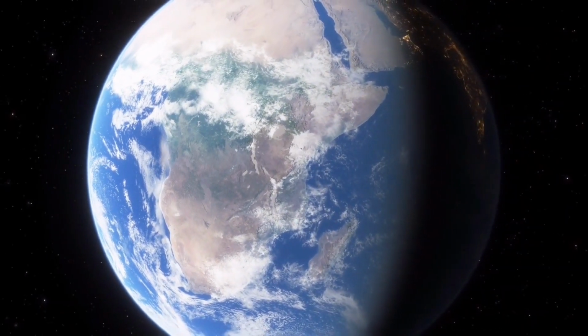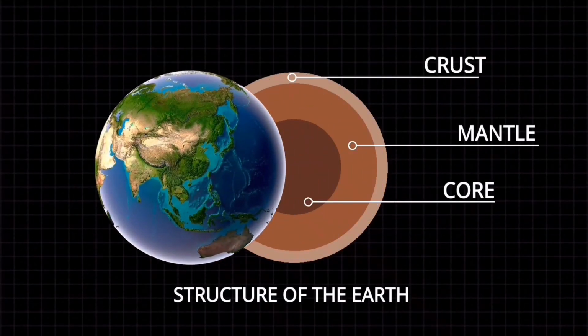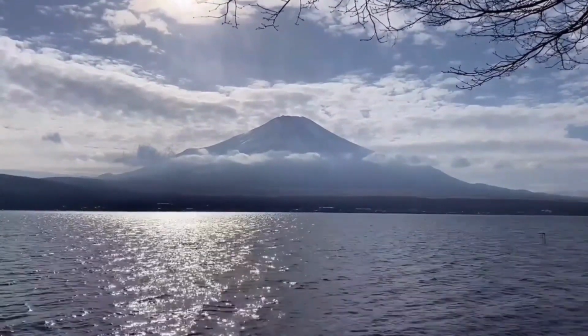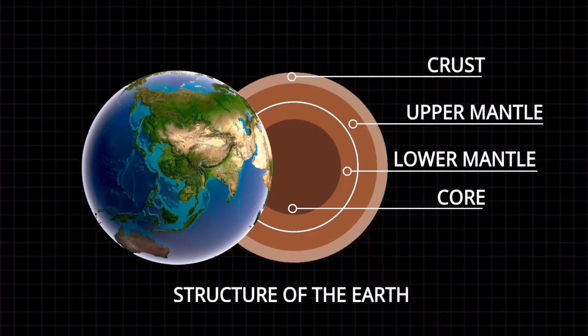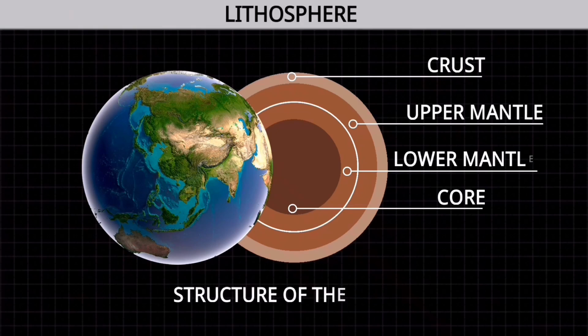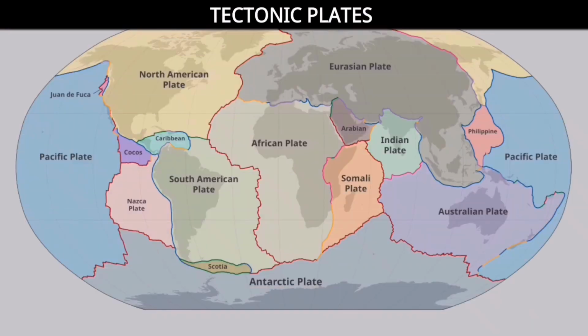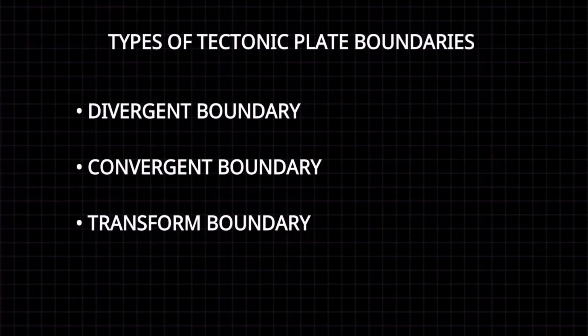The Earth is composed of several layers. The main layers are the crust, the mantle, and the core. The crust is the outer part of the Earth. The mantle is divided into two layers, the upper mantle and the lower mantle. Together, the crust and the upper mantle are called the lithosphere. The lithosphere is broken into several large pieces called tectonic plates. The boundaries are where these plates meet or interact with each other. Most volcanoes form along the divergent and convergent tectonic plate boundaries.